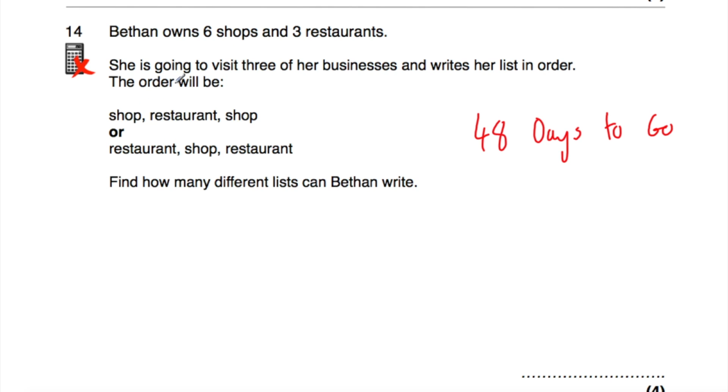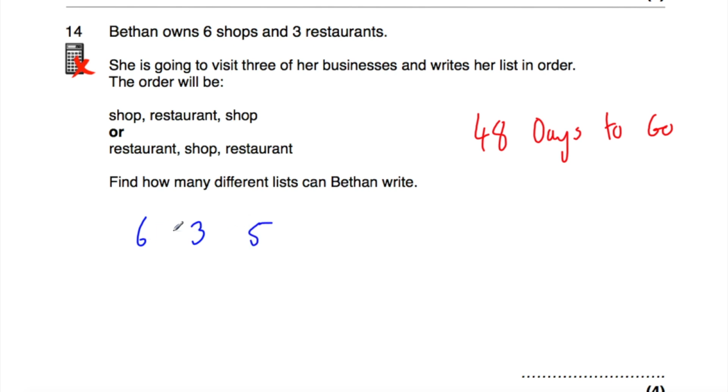So in terms of shop, restaurant, shop, she owns 6 shops, so she's got a choice of 6 shops to begin with. Then she's going to visit a restaurant. Well, she owns 3 restaurants, so she's got a choice of 3 restaurants in terms of the second business she visits. And then she's going to visit another shop. Now, she's already visited one of the shops. That means she's got a choice of 5 shops then to visit.